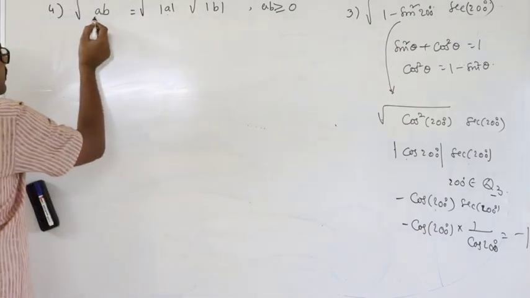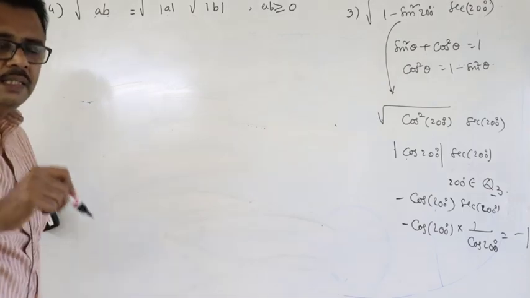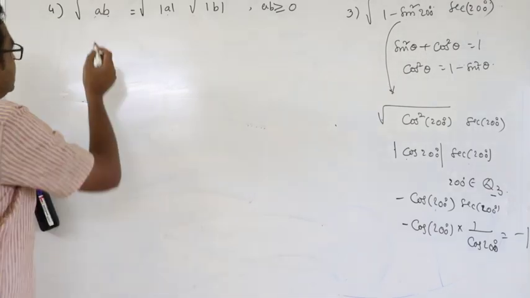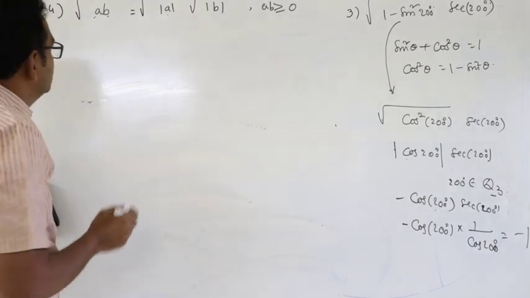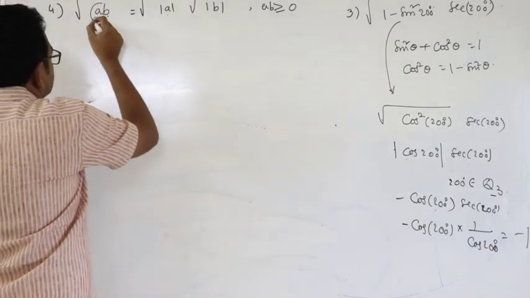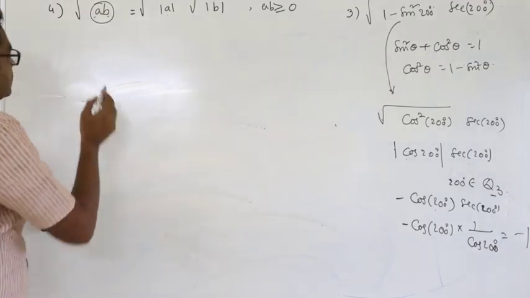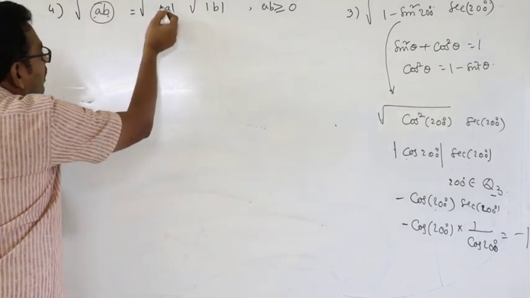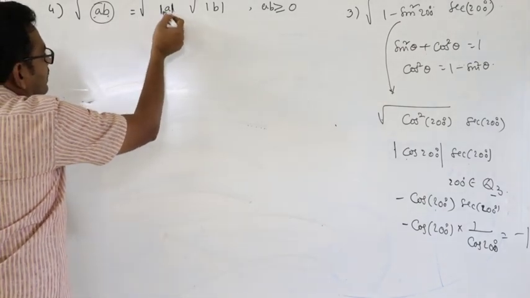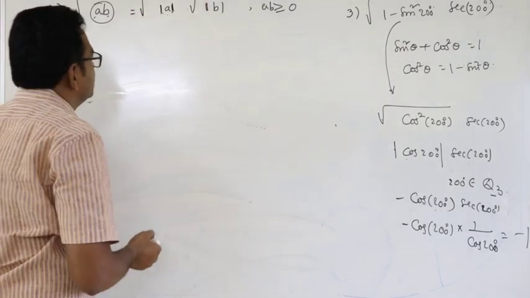Suppose A is positive and B is positive, both are positive. Suppose A is negative and B is negative, then AB is positive. So it may be that both are positive or both are negative. Root of the mod of a negative number becomes positive.